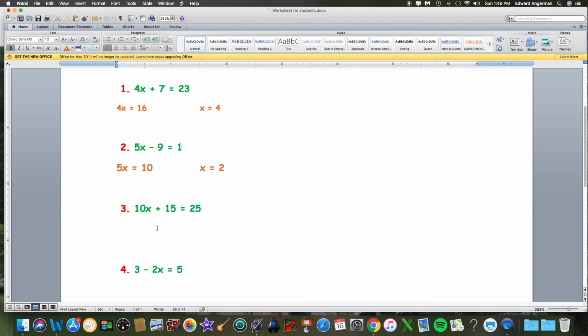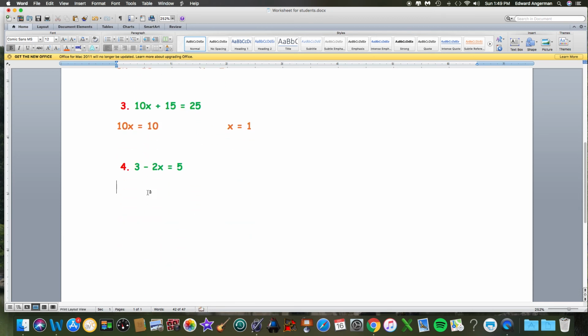Okay, so for number 3, it is 10x plus 15 equals 25. To start this one, same as the others, you would subtract 15 from both sides this time, which would leave you with 10x equals 10. So to get x by itself, you have to divide both sides by 10. When you do that, it would leave you with x equals 10 divided by 10, which is 1.